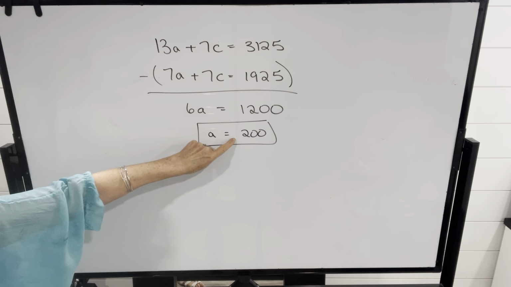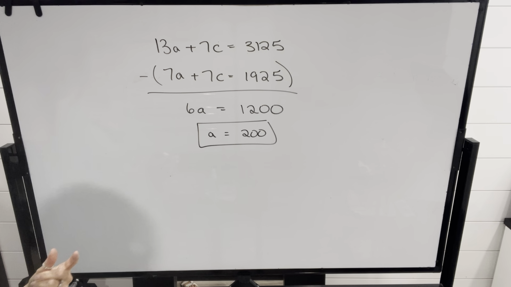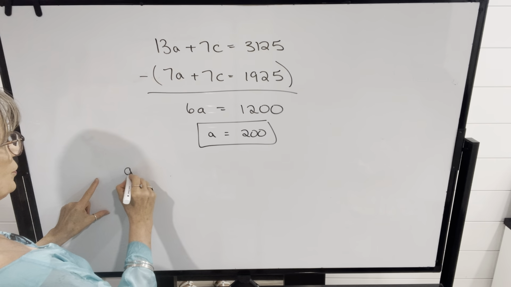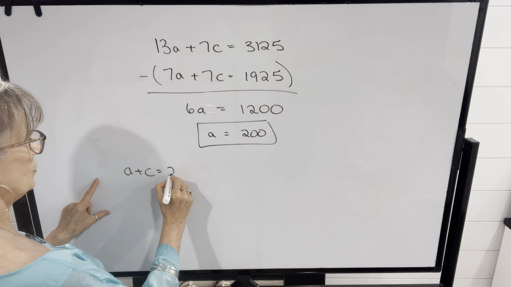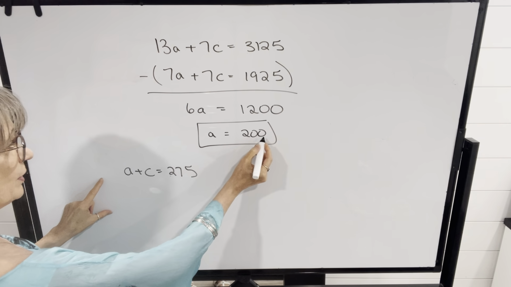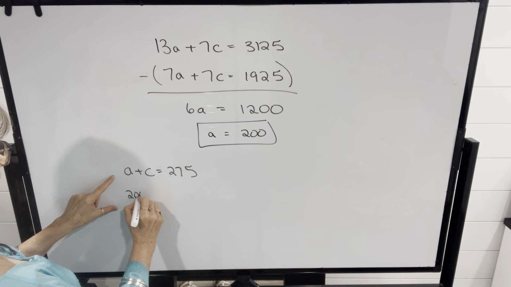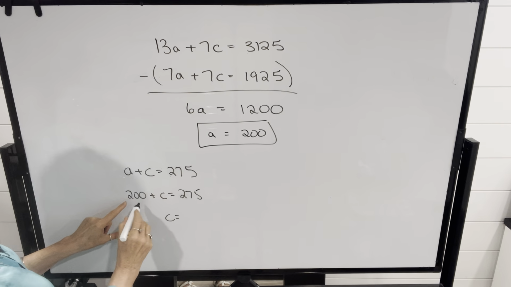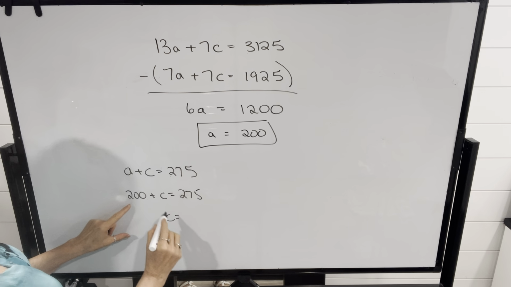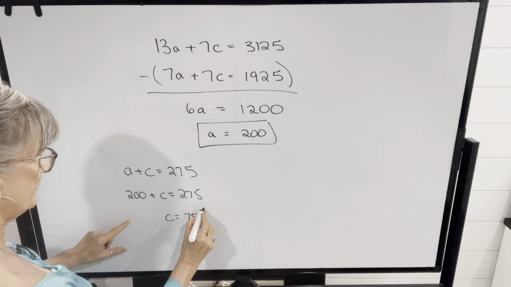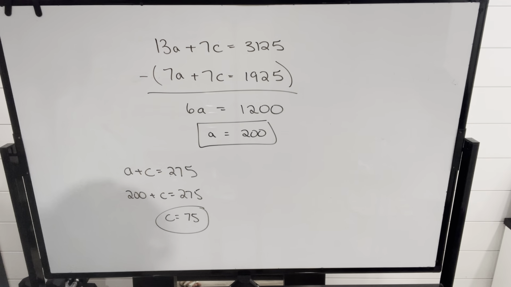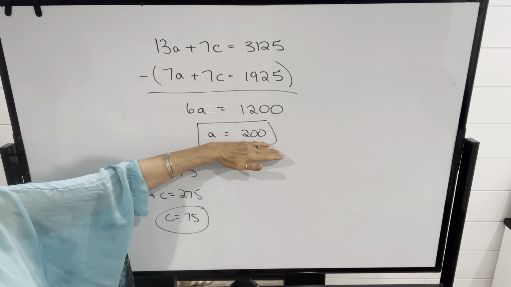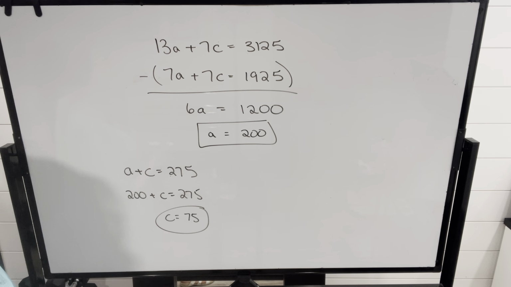Now that I know what A is equal to, it's easy to find C. My first equation was A plus C is equal to 275. So I'm going to put 200 in for A. To solve for C, I'm going to subtract 200 from both sides. So I know that there must have been 200 adults and 75 children.